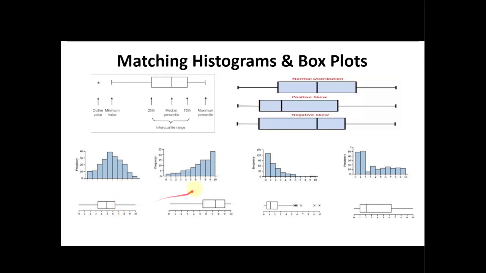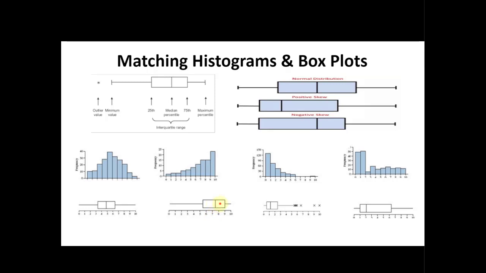Here, we've got a left skew according to the histogram. So here in the box, we see that the left whisker is a lot longer than the right whisker. Okay, that would suggest a left skew. But when you look at the median, it's not exactly in the middle. It's just slightly to the right. Not a lot to the right, just slightly to the right.